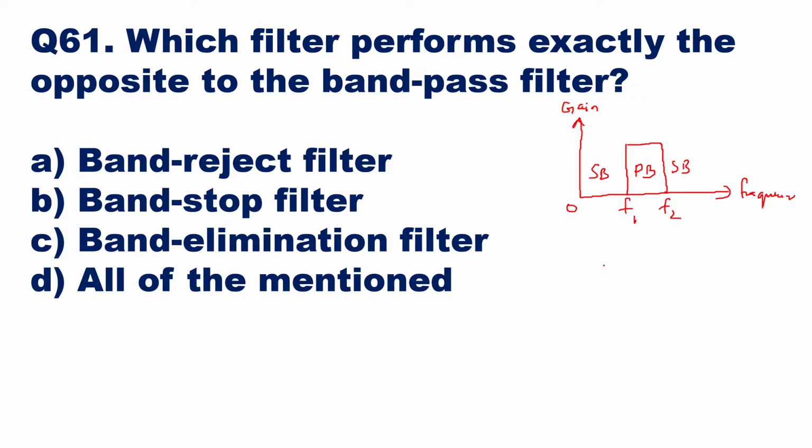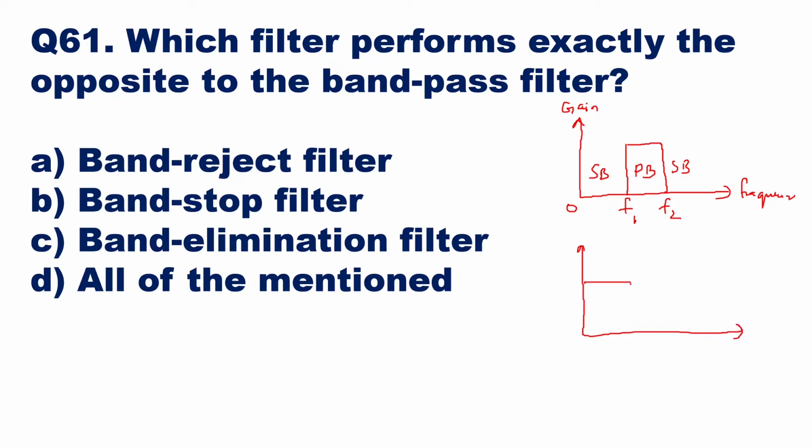A band pass filter is going to pass all the frequencies in the range f1 to f2. The signals having frequencies below f1 will be rejected, and the signals having frequencies above f2 will be rejected. So this is a pass band. Now the question is, which filter performs exactly the opposite of band pass? If you want the opposite of band pass, then the stop band should become the pass band and the pass band should become the stop band.